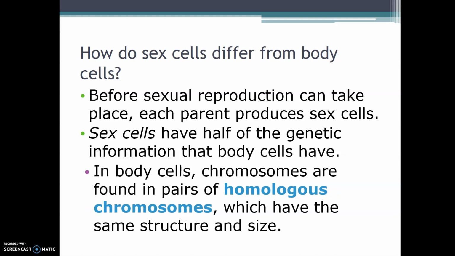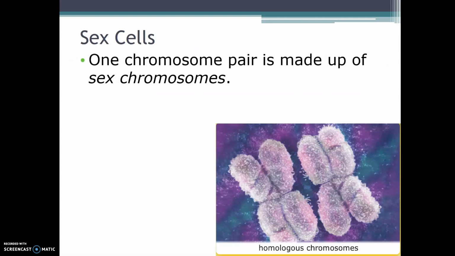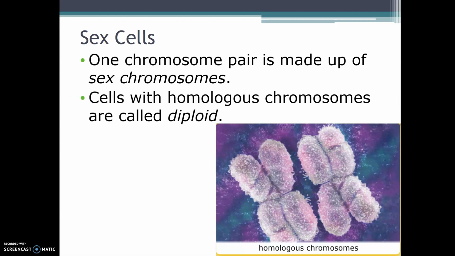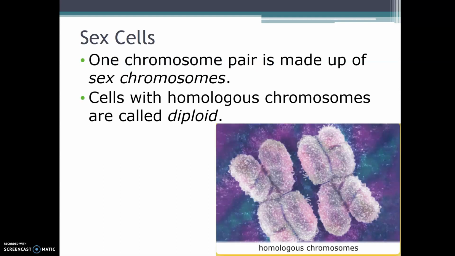In body cells, chromosomes are found in pairs of homologous chromosomes, which have the same structure and the same size. That's why they're called homologous, because the prefix HOMO means the same. So that would make sense that the chromosomes would be the same in size and structure. One chromosome pair is made up of 2 chromosomes. You would know them as X and Y's in humans, which determine if you're male or female biologically. Cells with homologous chromosomes are called diploid cells.